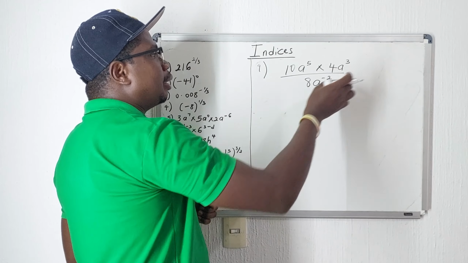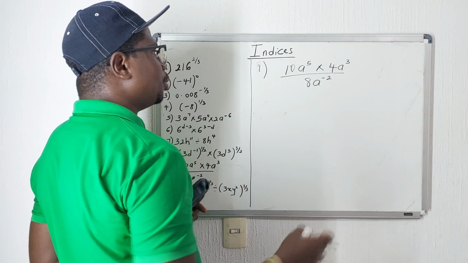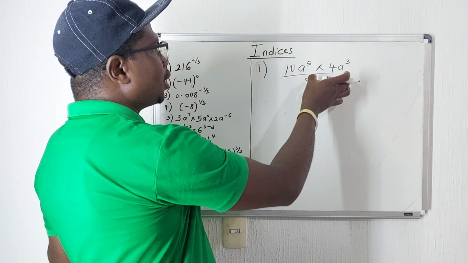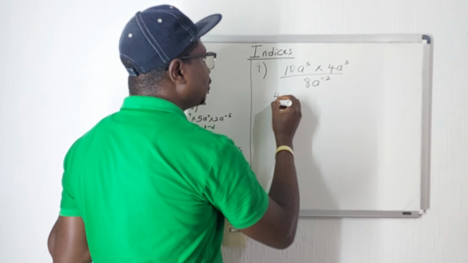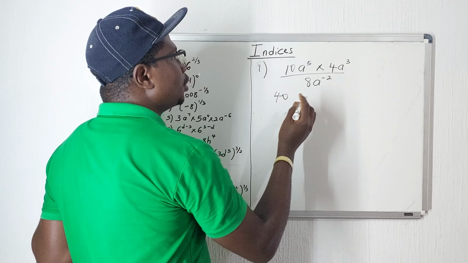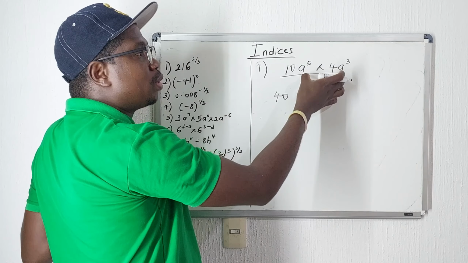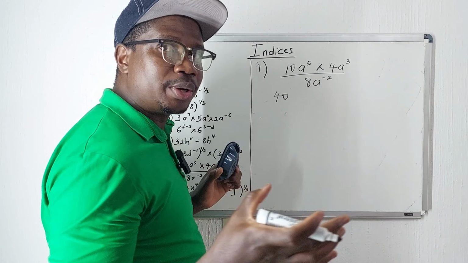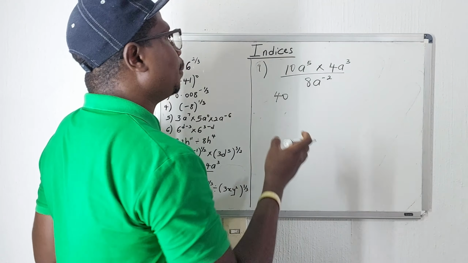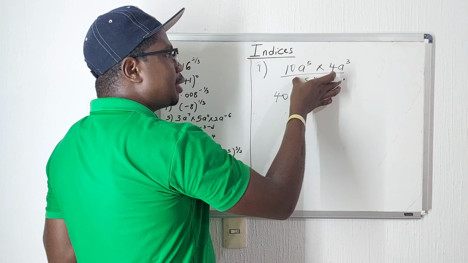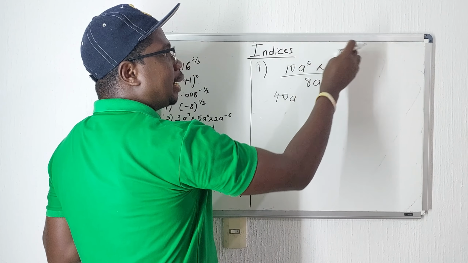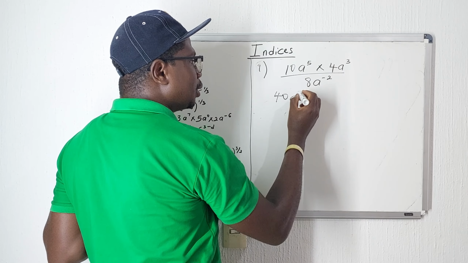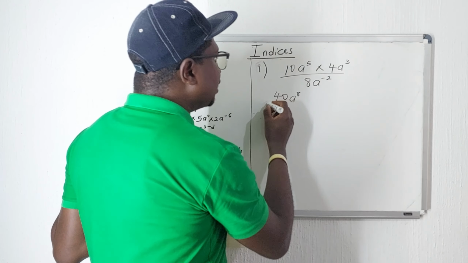First of all, we can take the numerator first. We can say 10 times 4 is 40. Then they have the same base. Looking at the variable, most of the time you look at the variables when you're taking those laws. They have the same base and they are multiplying. So we add the powers, 5 plus 3 is what? 8, divided by 8.